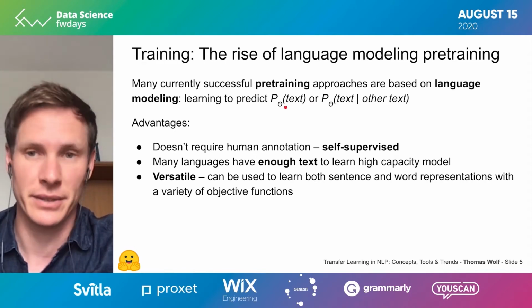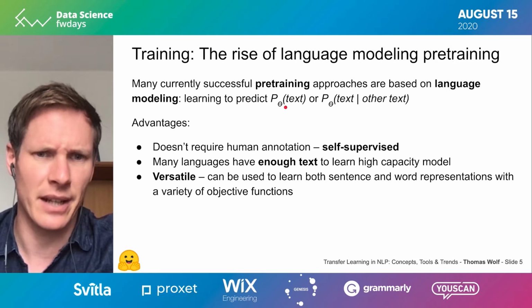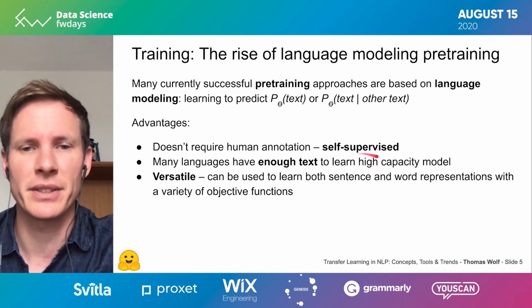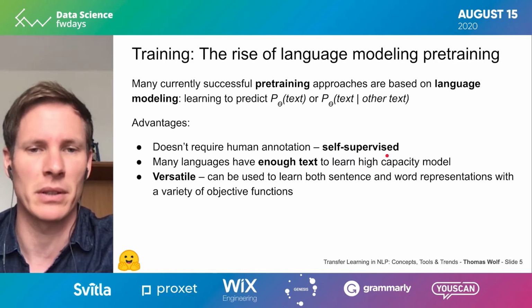And this is a very simple objective, and the nice thing about it is that you don't have to annotate your text. Your text is basically the annotation itself. So this is what we call self-supervised, okay? Which means you use the input data as the labels.